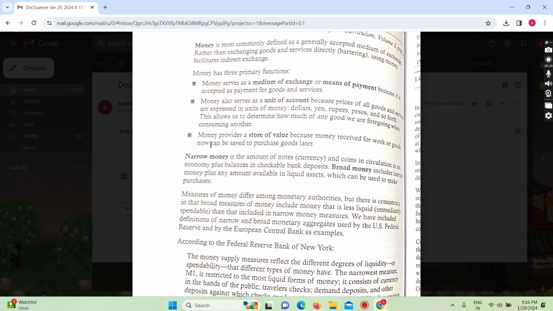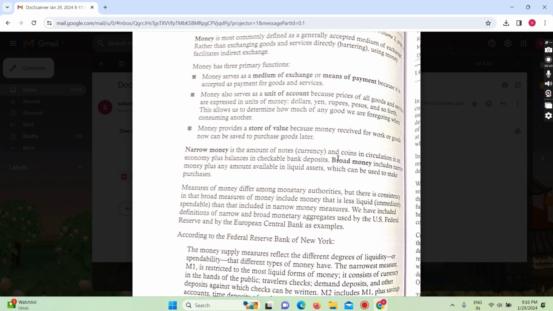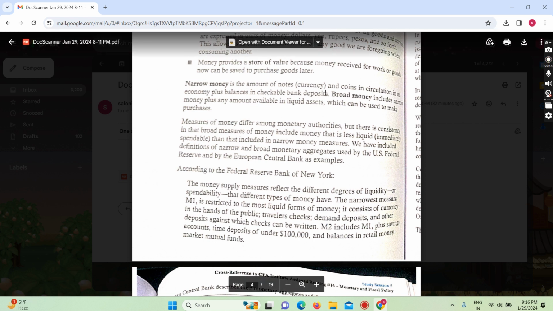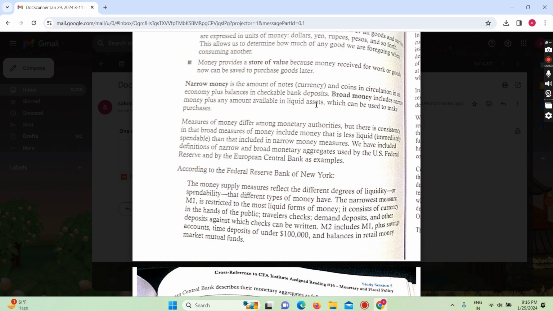Narrow money is the amount of notes, currency, and coins in circulation in an economy, plus the balance in checkable bank deposits. Broad money includes the narrow money plus any amount available in liquid assets which can be used to make purchases.